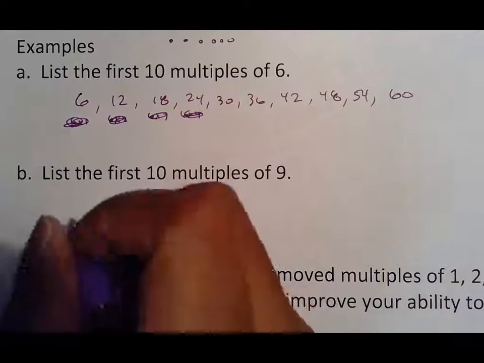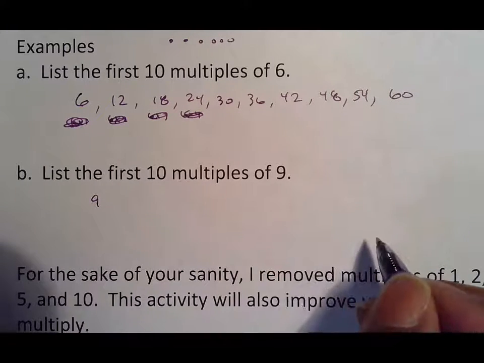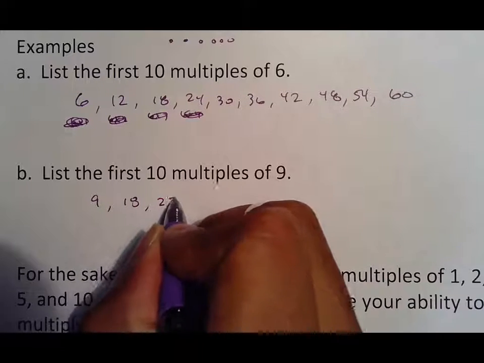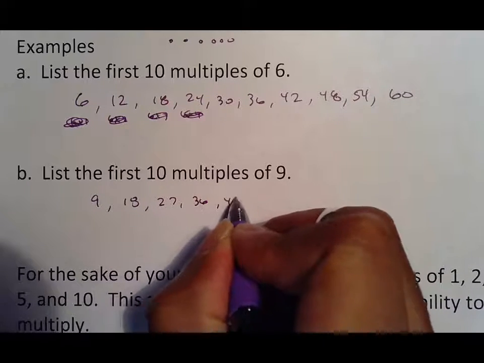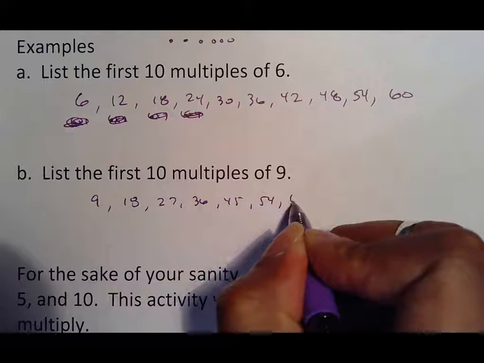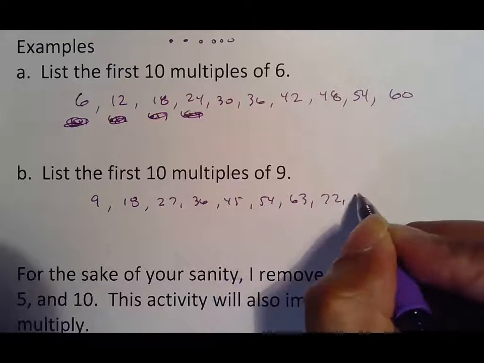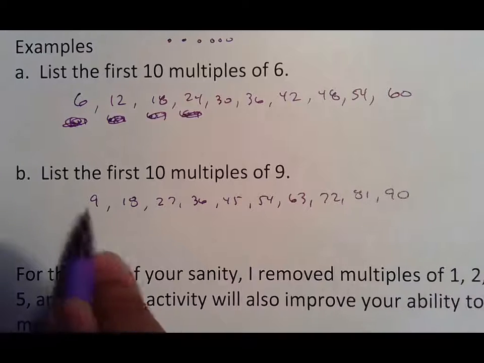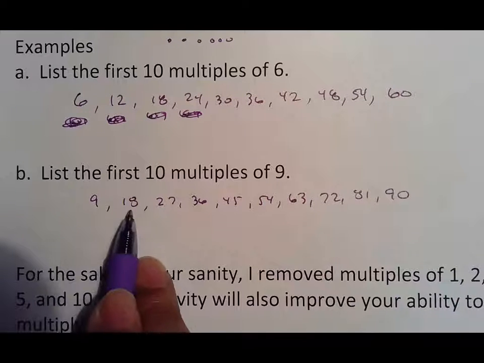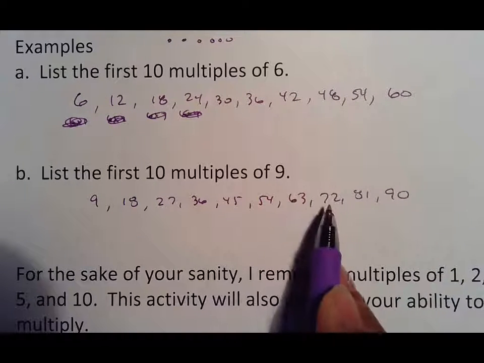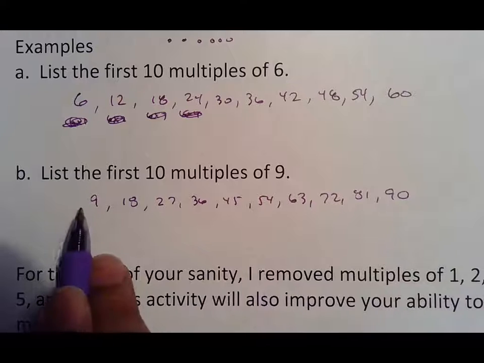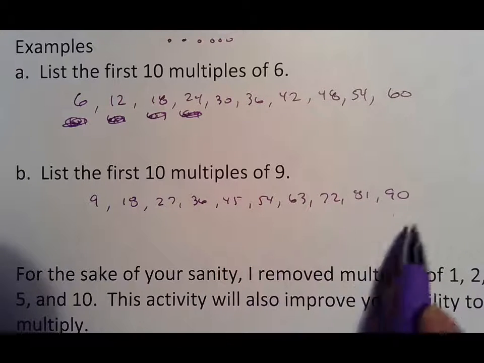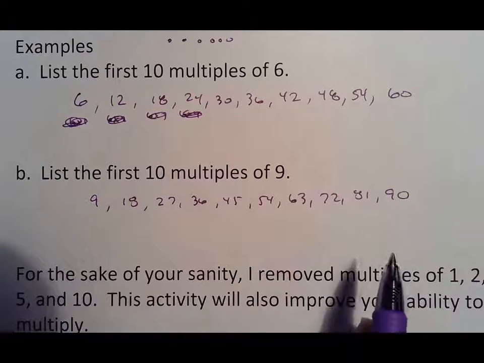First 10 multiples of 9. This is a special one to me. The 10 multiples of 9 go 9, 18, 27, 36, 45, 54, 63, 72, 81, 90. And I want you to look at this pattern. This is the ones digit: 9, 8, 7, 6, 5, 4, 3, 2, 1, 0. This is your tens digit: 0, 1, 2, 3, 4, 5, 6, 7, 8, 9. That is for all the 9s every time you multiply by 9.